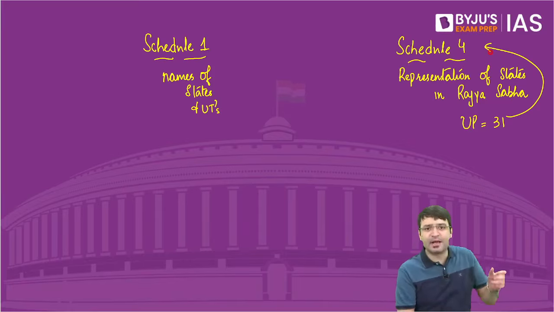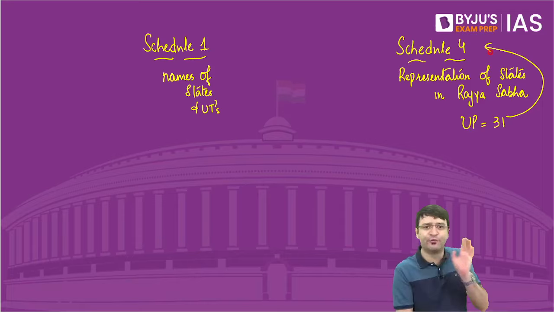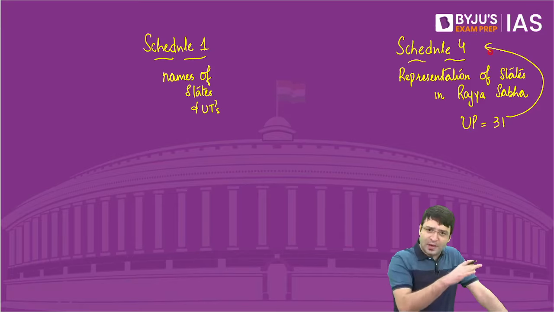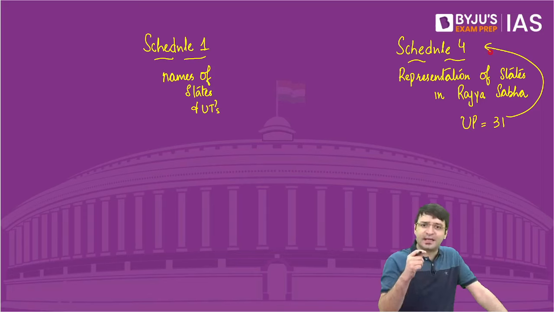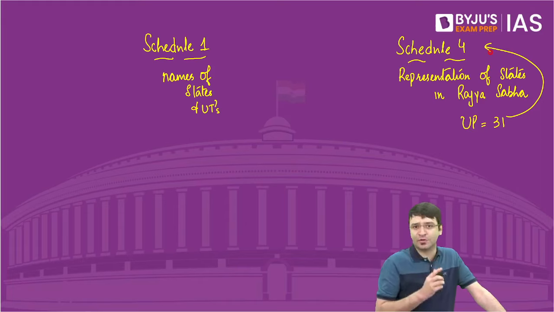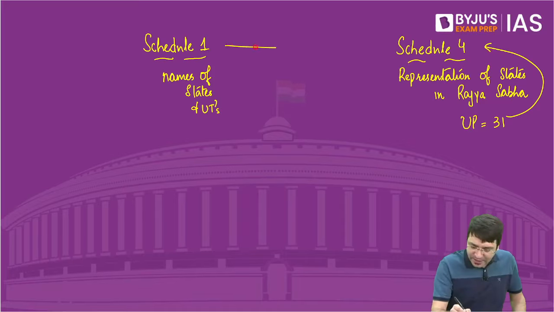How many Rajya Sabha MPs do we have from Telangana? 7. How many Rajya Sabha MPs do we have from Andhra Pradesh? 11. Where is this mentioned? This is mentioned in Schedule 4 of the Constitution. So Schedule 1 deals with names of the states and union territories. Schedule 4 deals with the representation of states in the Rajya Sabha. From a particular state, how many Rajya Sabha MPs will get elected? Those details are mentioned in Schedule 4 of the Constitution. Clear? Schedule 1 and Schedule 4 are both parts of the Constitution.